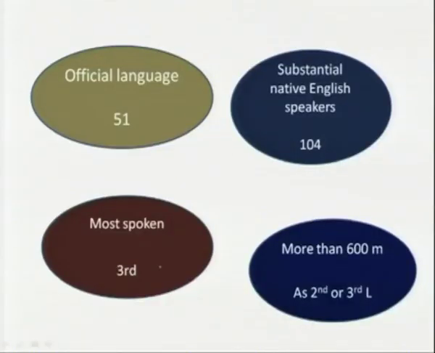So, just quickly again about the status of English. English is the official language in 51 countries according to sources, and substantial native English speakers are found in 104 countries. It is the third most spoken language, and more than 600 million people use English as a second or third language. We talked about the proliferation of English over the globe, and provided some statistics in our lecture on the English language in the last module.